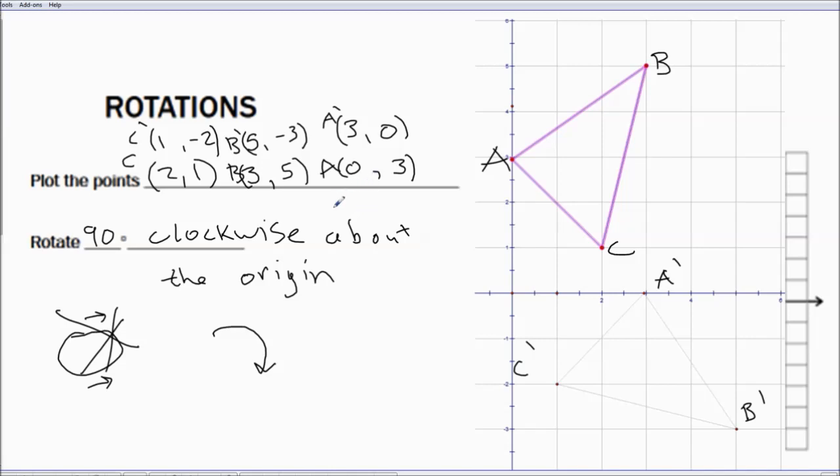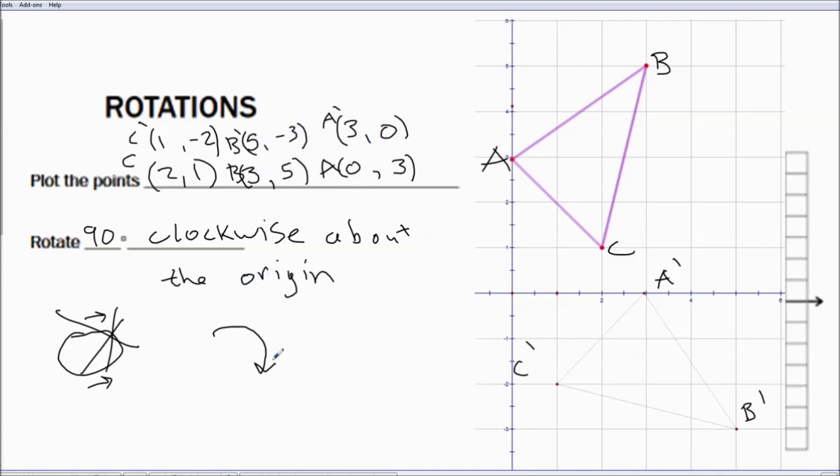Okay, here's what I see happening. I see in all 3 of these cases, the x and y values switch. And here's what I mean. 2 is an x value. There's a 2 in the y value. There's a 1 in the y value. It switched over to become an x value. Same thing here. This was 3, 5. It became a 5 and a 3. Switched order. 0, 3 became 3, 0.